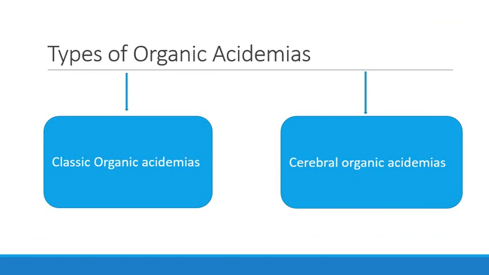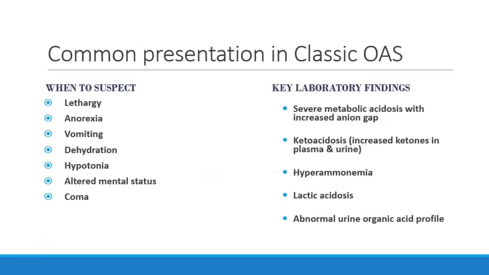A common presentation of classic organic acidemia, and this is what we are going to discuss today, the classic organic acidemia. As you know, whenever the patient has a building up of toxic substance, he is going to become lethargic, anorexic, and vomiting is an obvious part of the presentation. He will become dehydrated and then hypotonic due to lack of energy, and the mental status will be altered and he can come to you comatose.